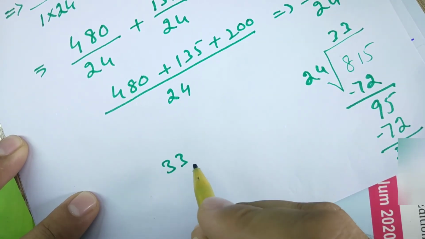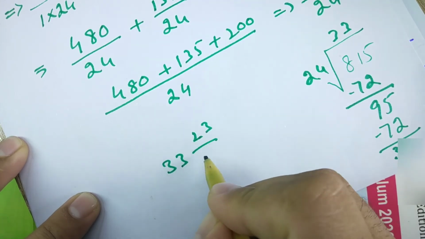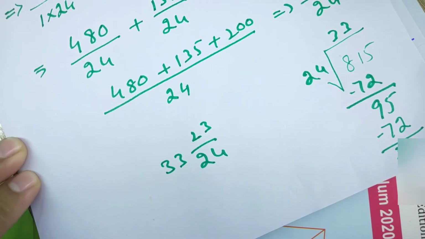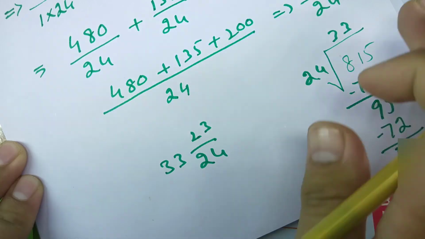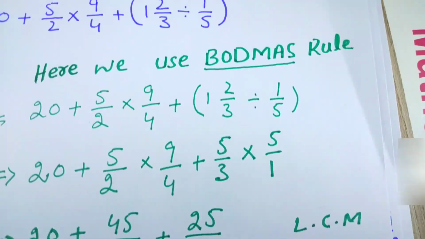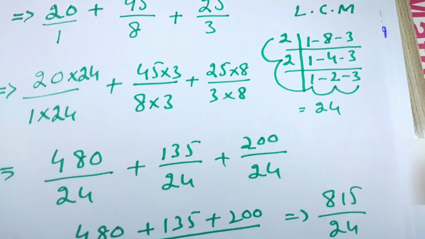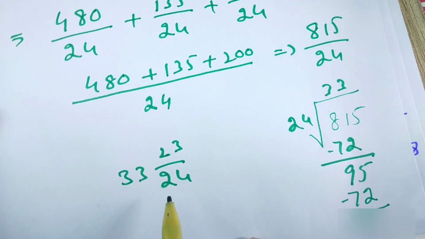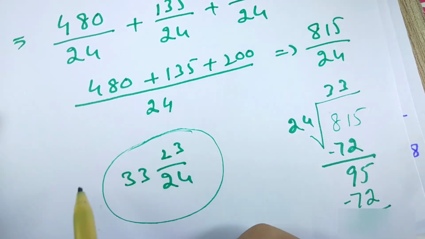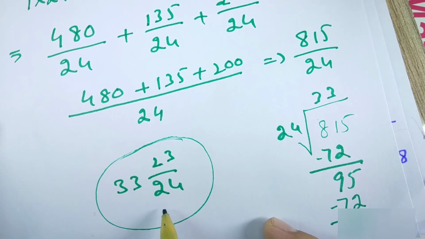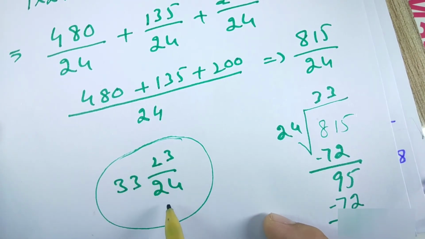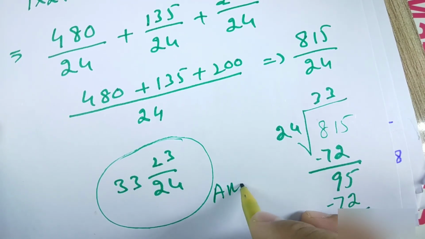Now our answer is 33 whole 23 by 24. So the whole process is, our answer is 33 whole 23 by 24.